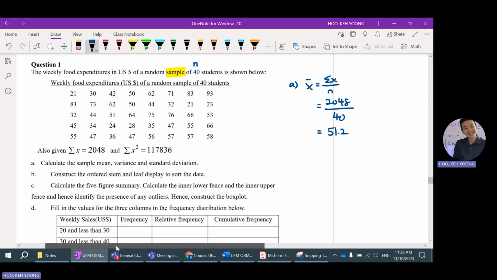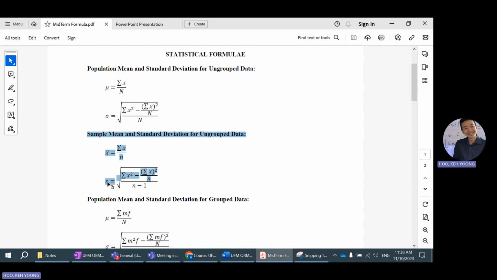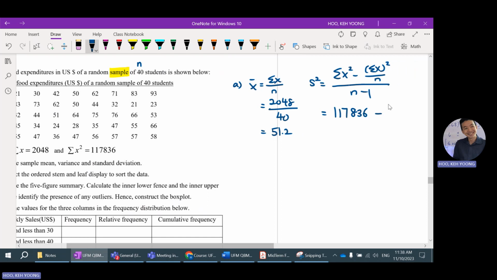Find your variance. This is sample variance. Sample variance is s squared. S is the standard deviation, so if you have to find variance, remove the square root. Total x squared minus the square of total x, divided by n. Total x squared is given to you already: 117,836 minus the square of total x, 2048 squared. Sample size is 40.